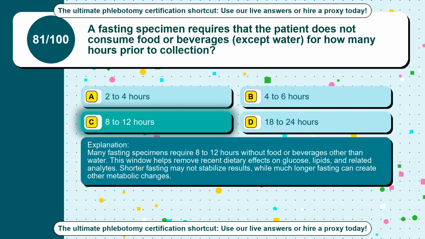Many fasting specimens require 8 to 12 hours without food or beverages other than water. This window helps remove recent dietary effects on glucose, lipids, and related analytes. Shorter fasting may not stabilize results, while much longer fasting can create other metabolic changes.